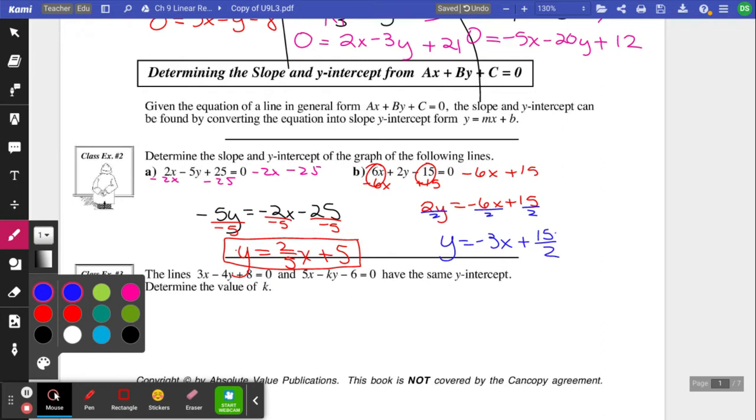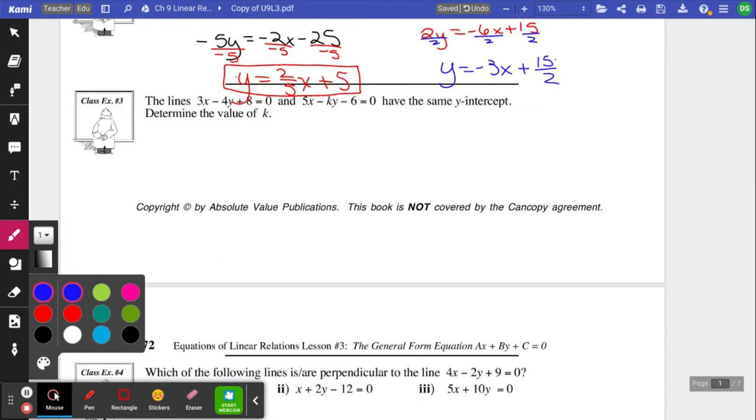So what's the slope? Negative 3 over 1. What's the y-intercept? 7.5, 15 over 2. Good. Okay? Just rearranging equations so far. We've done lots of that in the past. You confident? All right. Of course, it's always a little twist.